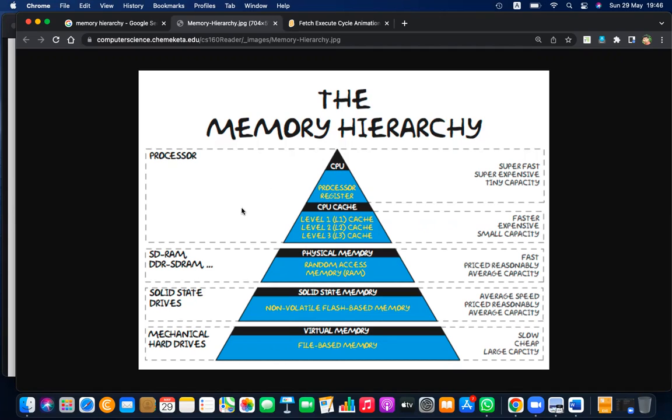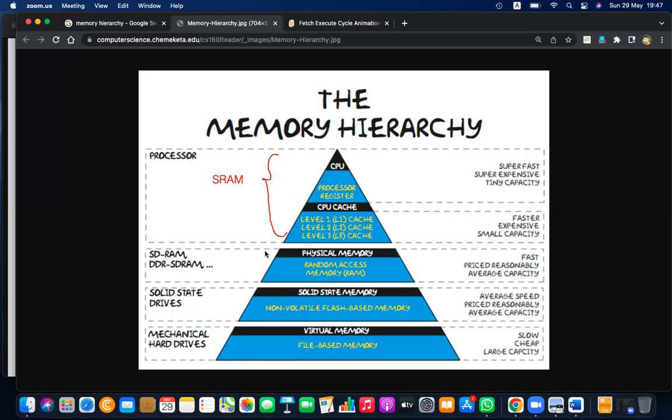Altogether, we call these memories by another name that I would like to write here. All these memories are a type of SRAM, or static random access memories. All of these memories, registers and cache, we call them SRAM, static random access memories.